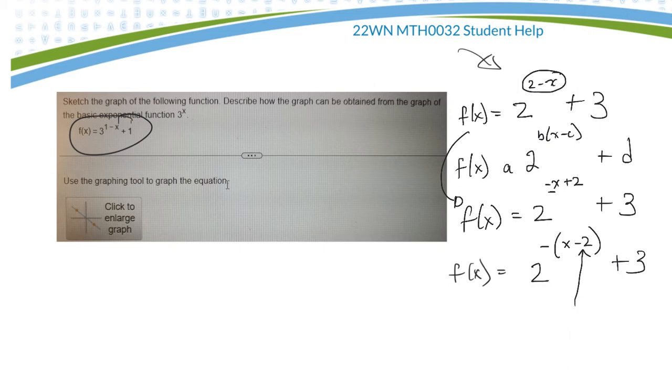So when I'm graphing this, what does that tell me? Which way should the graph go? Hopefully you said right 2. And what will that do to the graph? And again, hopefully you said up 3. So let's see how we can input that into MyLabs.